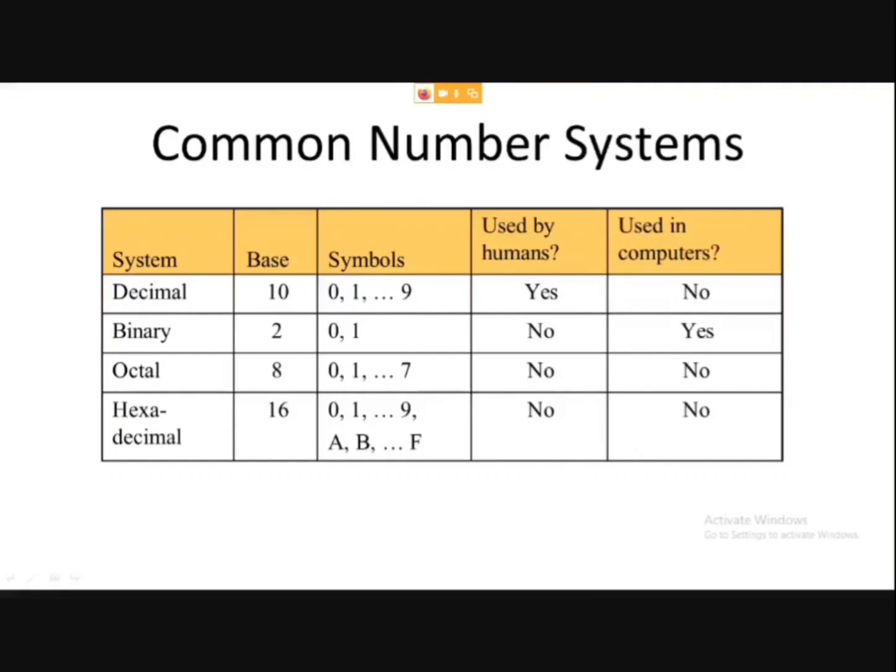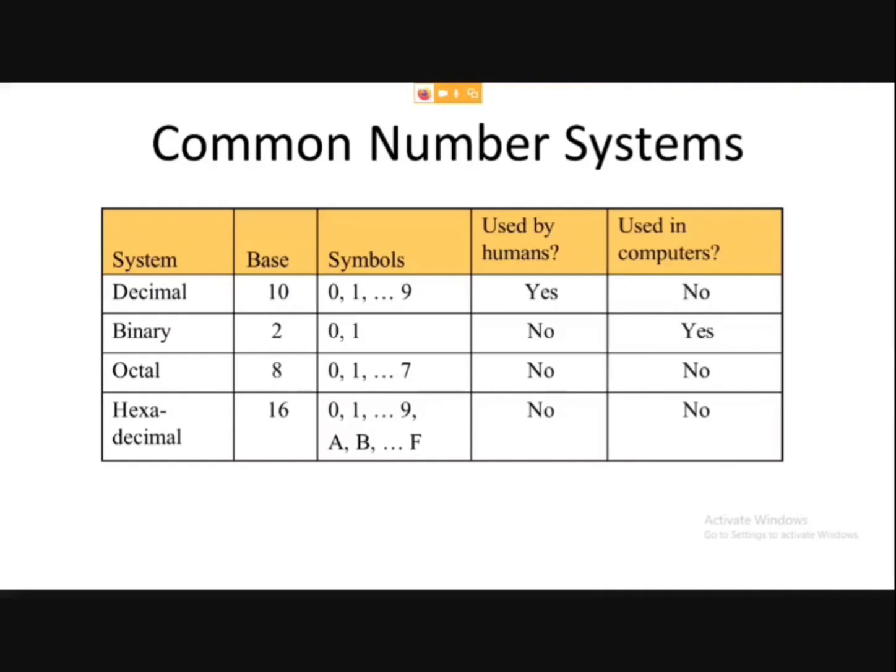So coming to the common number systems, we have been using decimal from a long time since our schooling days, and the binary is the one which is being used by the computers, the machines, and octal and hexadecimal are the other numbers which act as interface between the human and the machine.